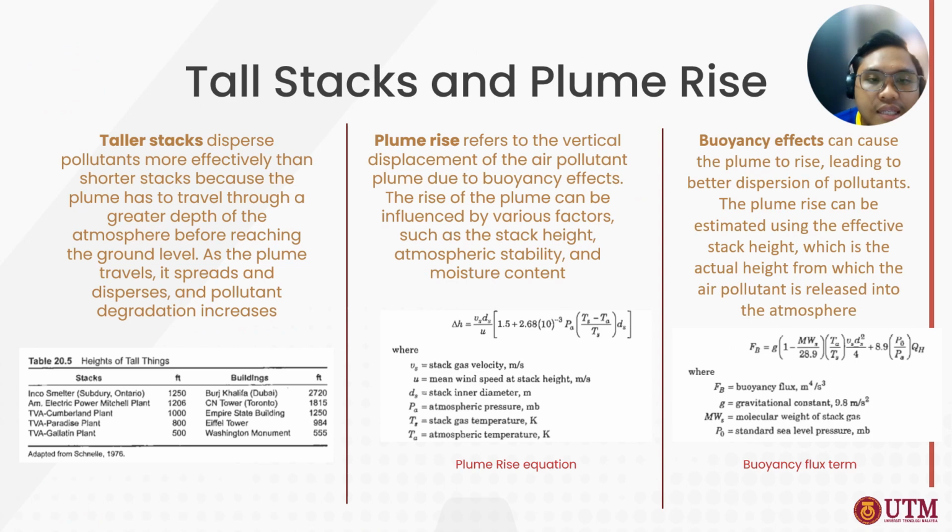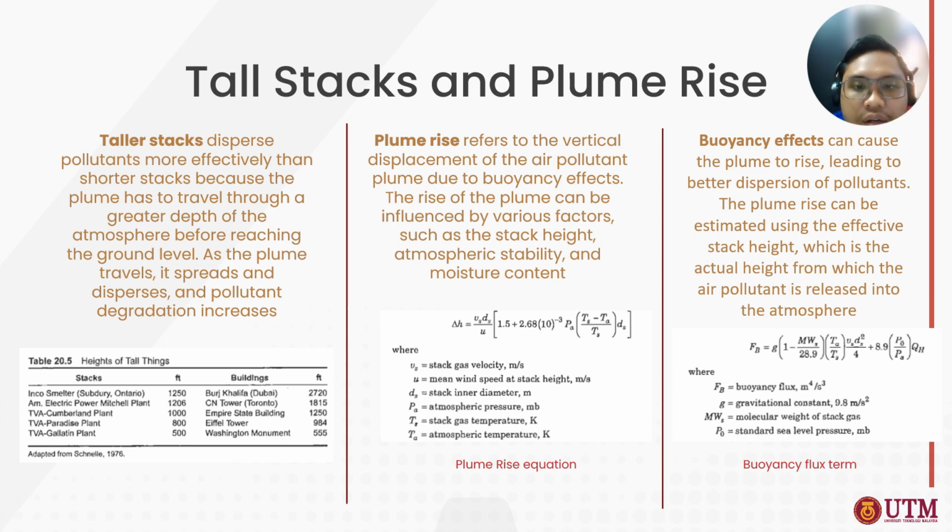Okay, this slide explains tall stacks and plume rise including buoyancy effects. Taller stacks disperse pollutants more effectively than shorter stacks because the plume has to travel through a greater depth of the atmosphere before reaching ground level. As the plume travels, it spreads and disperses and pollutant concentration decreases. So the following table gives the height of tall things, such as stacks, the types of stacks and buildings, and their heights in feet.